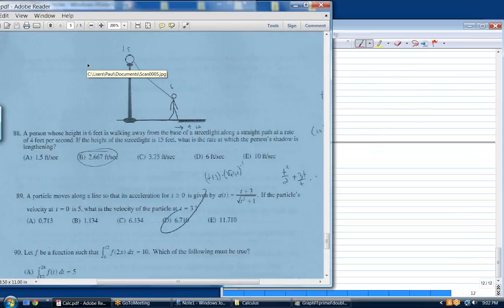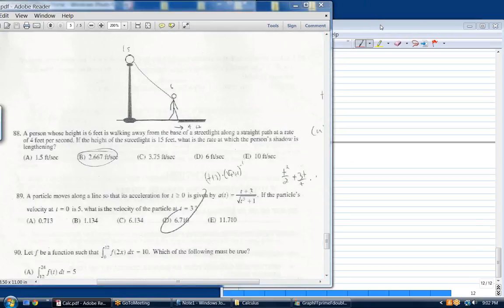Okay, so a person whose height is 6 feet is walking away from the base of a street light along a straight path at a rate of 4 feet per second. The height of the street light is 15 feet. What is the rate of the person's shadow? This is a great problem, the shadow problem.